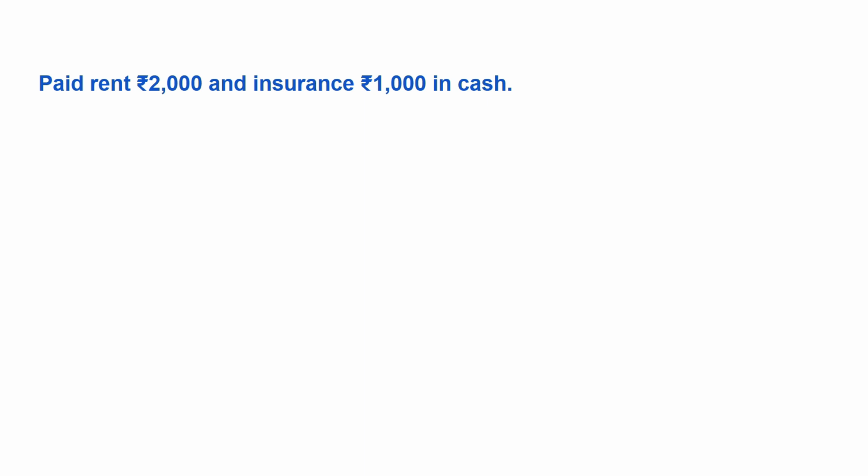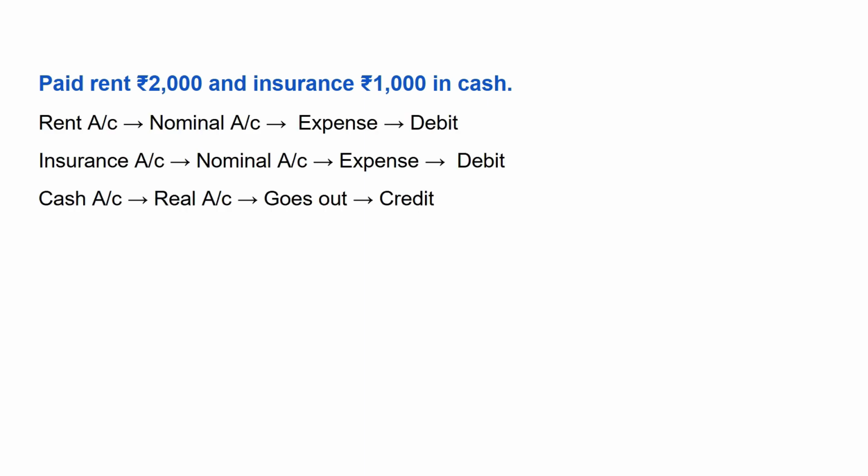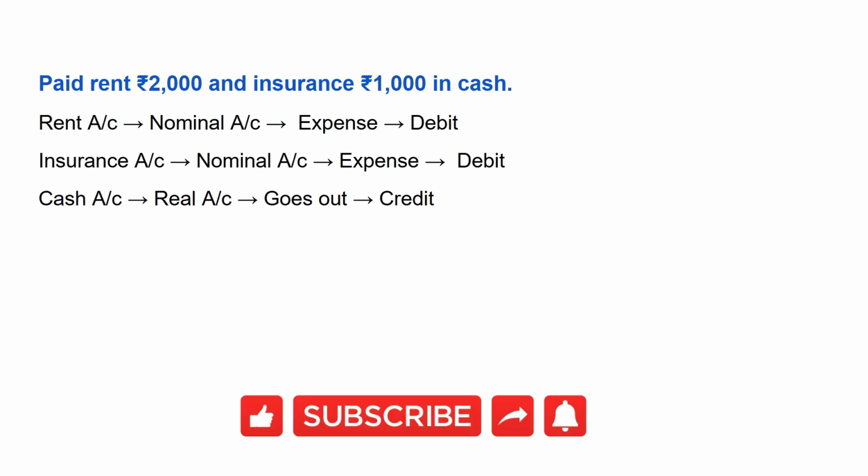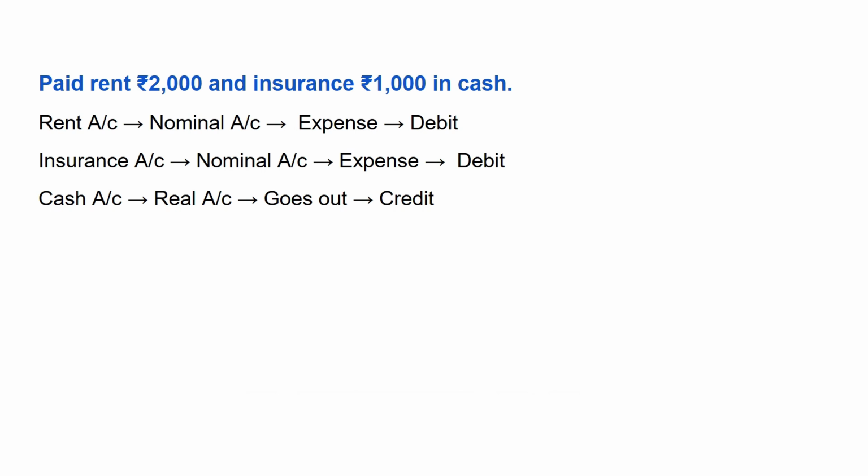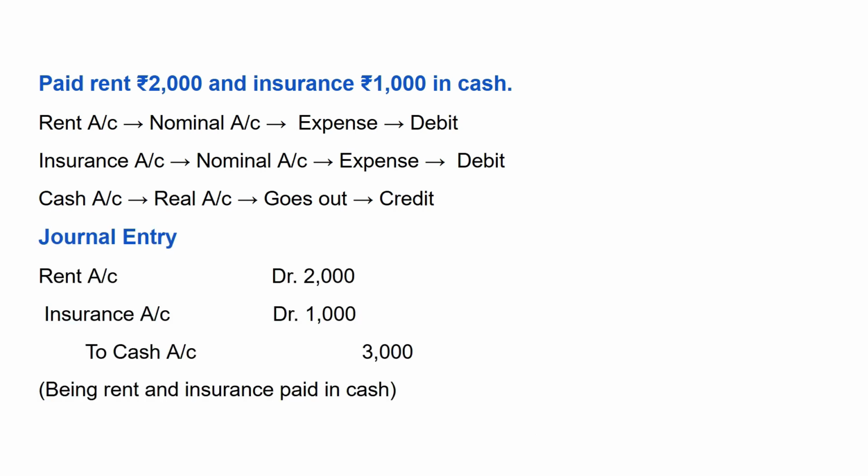Here, the accounts affected are rent account, insurance account, and cash account. Rent account is a nominal account. Why? Because it is an expense. So it is debited. And insurance account is a nominal account. Why? Because it is an expense. So it is debited. And cash is a real account, and cash goes out of the business. So it is credited.